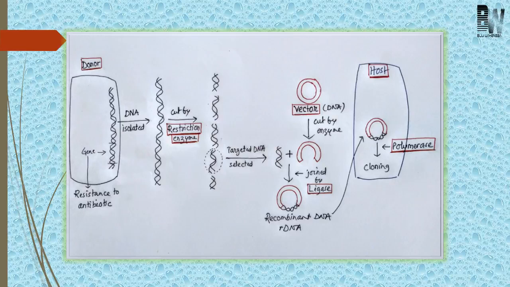Now this host cell will become resistant to the antibiotic because it has the gene for antibiotic resistance. And in the host cell, this recombinant DNA will be able to divide to produce multiple copies with the help of another enzyme known as polymerase. So this is how biotechnology will take place.